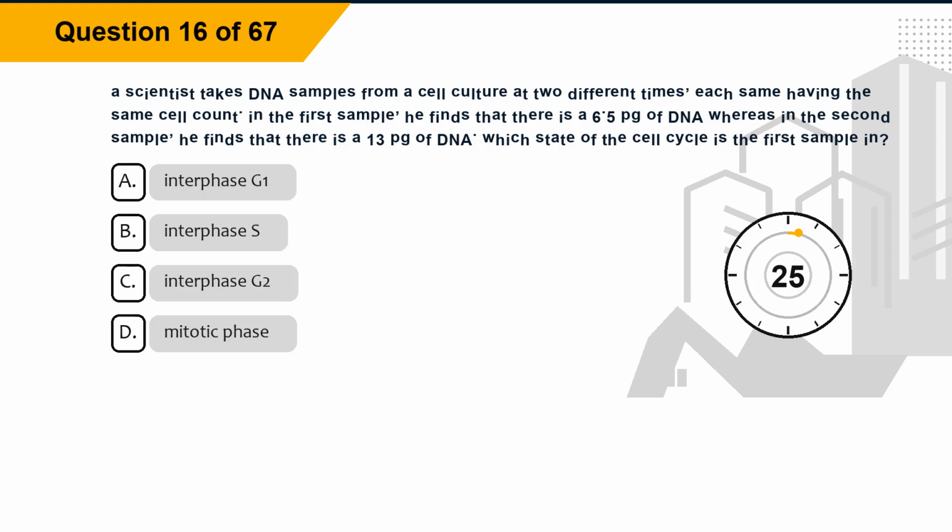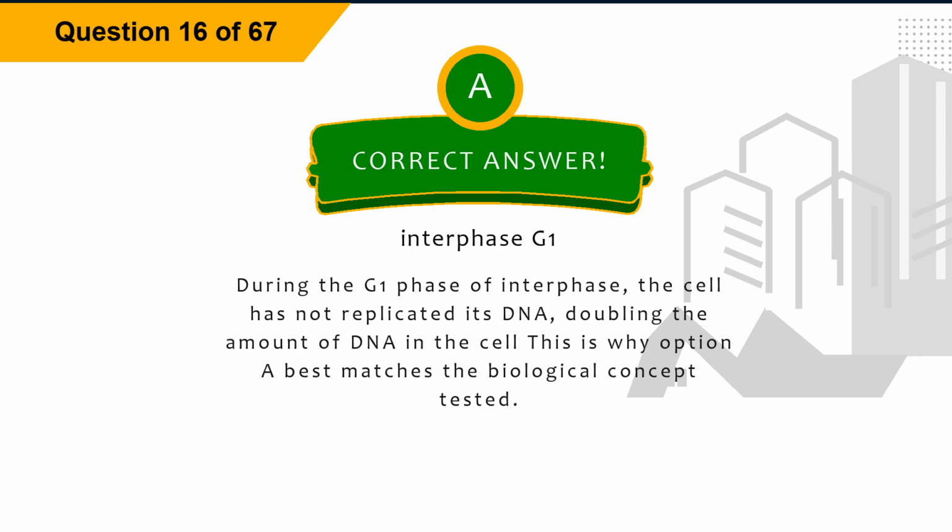Question 16. A scientist takes DNA samples from a cell culture at 2 different times, each having the same cell count. In the first sample, he finds that there is 6.5 pg of DNA, whereas in the second sample, he finds that there is 13 pg of DNA. Which stage of the cell cycle is the first sample in? Option A, interphase G1. Option B, interphase S. Option C, interphase G2. Option D, mitotic phase. The correct answer is option A, interphase G1. Explanation. During the G1 phase of interphase, the cell has not yet replicated its DNA, doubling the amount of DNA in the cell. This is why option A best matches the biological concept tested.